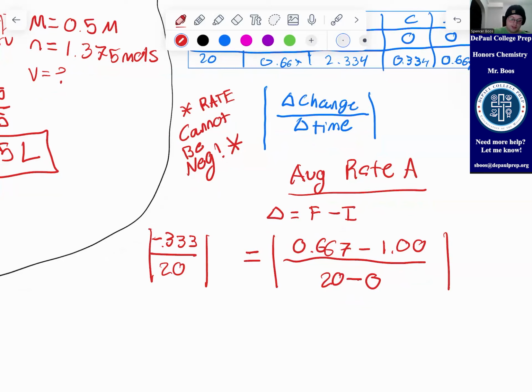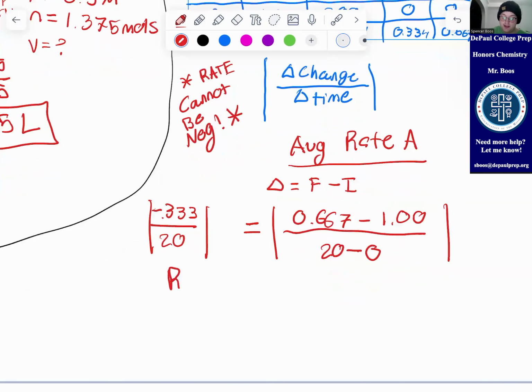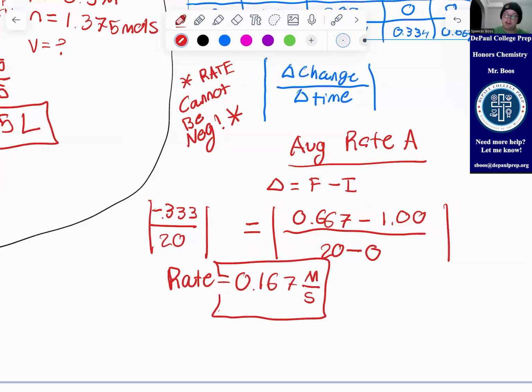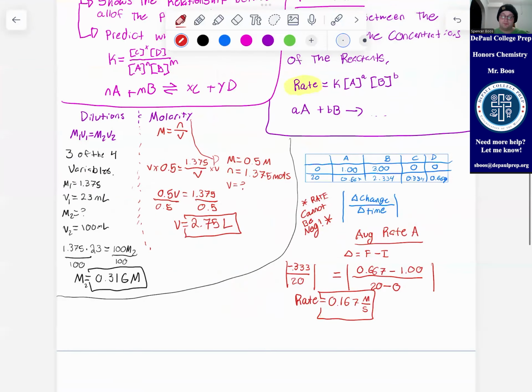So when you divide by 20, and you take the absolute value, your rate is equal to 0.0167, technically, and that'd be molarity per second as your final answer. You follow that process for the same types of questions that you see on the exam.